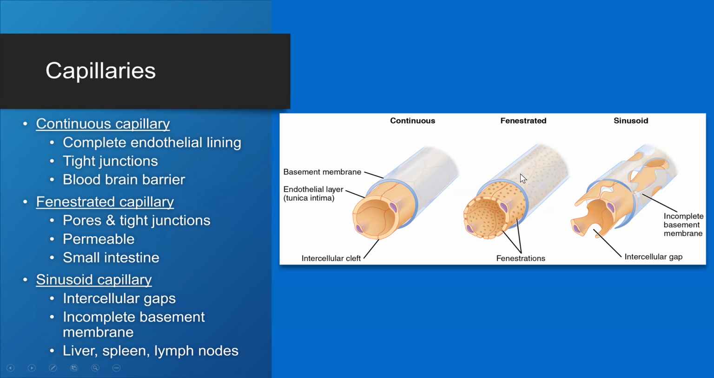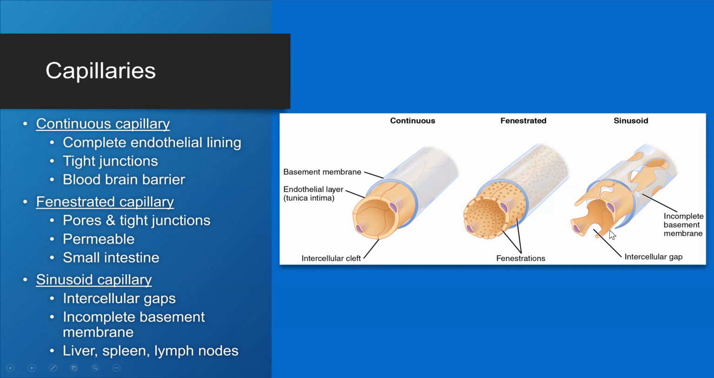Fenestrated capillaries, shown over here, have pores that are called fenestrations. And then they have tight junctions as well between cells. They have larger intercellular clefts and are more permeable. So you would find them in your small intestine because you want more movement across the wall of capillaries.